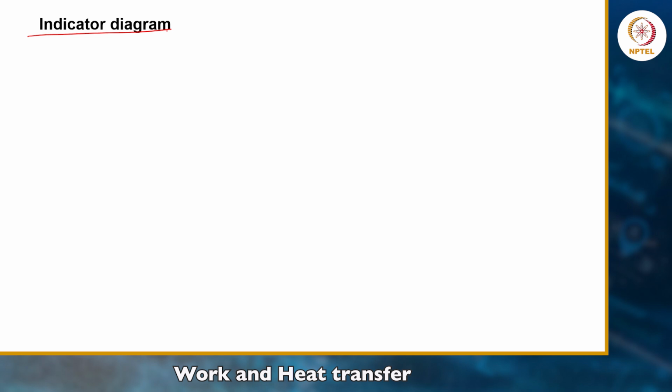When you are calculating PV work, we need to go through the indicator diagram. For the indicator diagram, first you draw one slider crank mechanism. I have one cylinder. The cylinder is like this, two valves are there, and there will be one port here. Piston is here, and the piston is connected to one stylus.